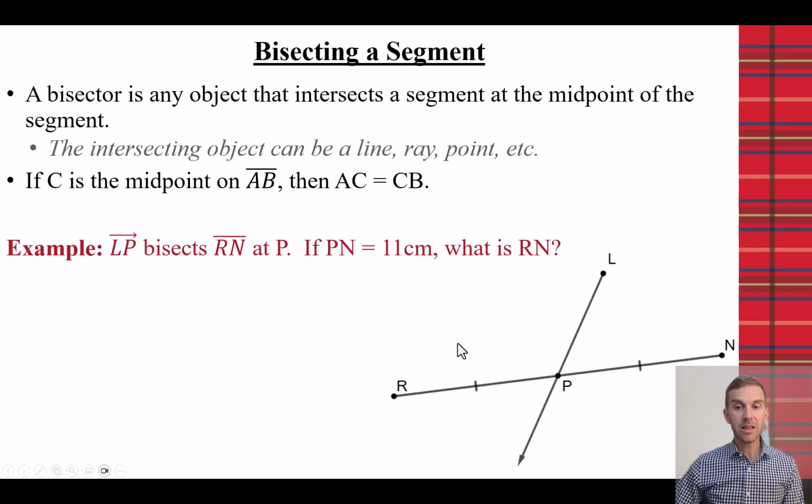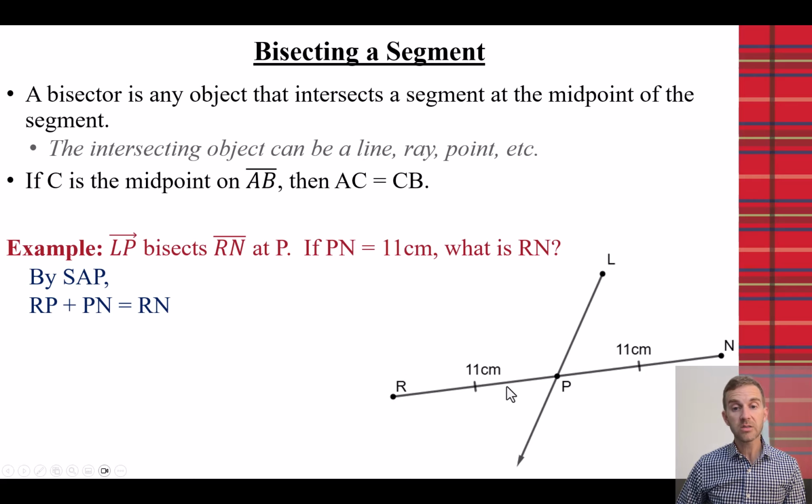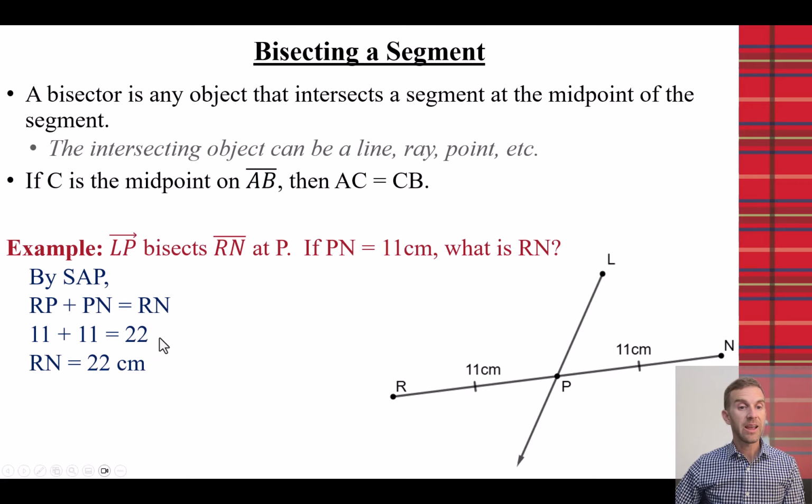Also, we're talking about the length of RN, and using segment addition postulate, we know that RP plus PN has to equal that entire length. So what we know from our problem here is that PN, this segment's length, is 11 centimeters. And since RP is congruent to it, we know that RP must also be 11 centimeters. So we can say that 11 plus 11 will equal that length of RN, which is 22. And so RN has a length of 22 centimeters.